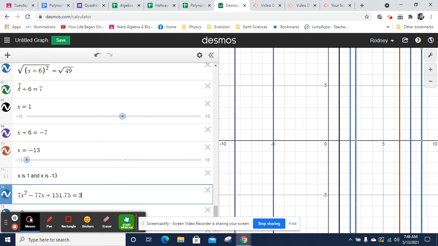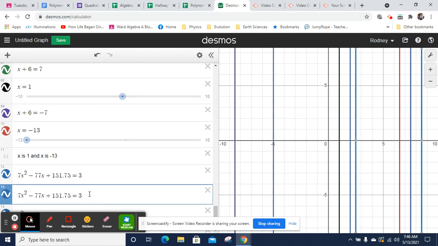I'll do one more like this now. And this one also has an odd number in the middle. So you may want to pause the video as you go and try to figure out what your first step is. If you paused the video and worked out that the first step was going to be to subtract 151.75 from both sides, you are right.